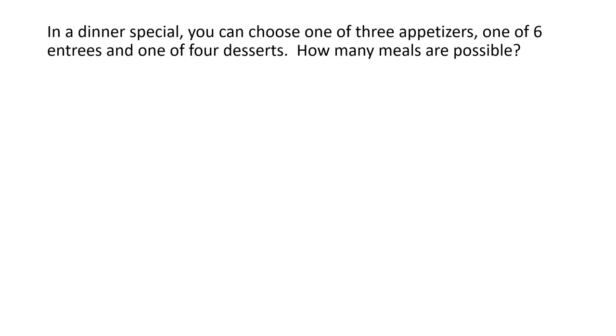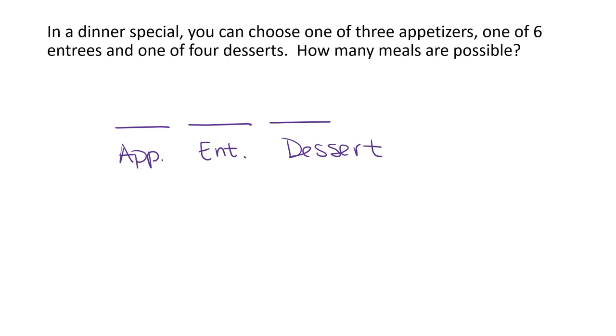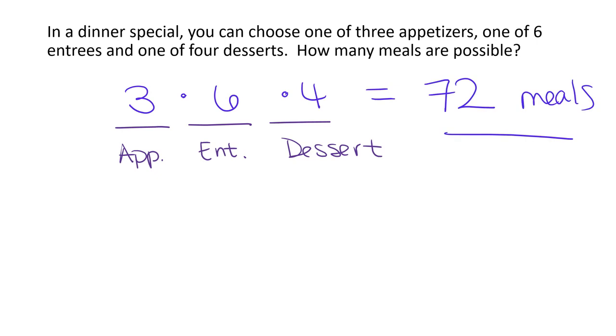Example 2, in a dinner special, you choose one of 3 appetizers, one of 6 entrees, and one of 4 desserts. How many different meals are possible? So again, we've got 3 things happening here. You get to choose an appetizer, an entree, and a dessert. There's 3 possibilities for the appetizer, 6 possibilities for the entree, and 4 for the dessert. Our fundamental counting principle says we can just multiply those numbers together. I got 72 when I did that. So there's 72 different meals that are possible.